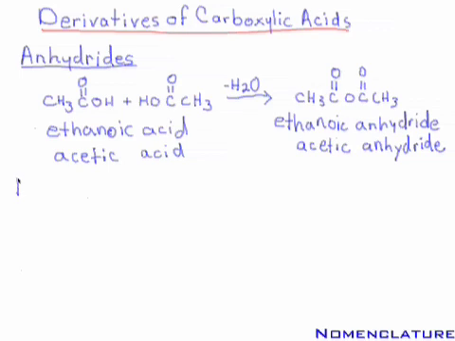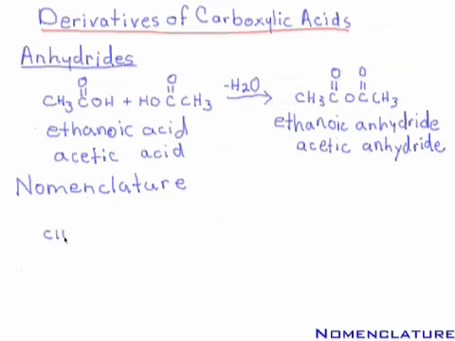Let's examine the nomenclature of such anhydride molecules. The rule for naming anhydrides is pretty simple. Essentially what it involves is dropping the word acid and replacing it with the word anhydride. Hence, ethanoic acid becomes ethanoic anhydride. Acetic acid becomes acetic anhydride. Note, if there's only one designation in front of the word anhydride, it means that the anhydride is symmetrical.